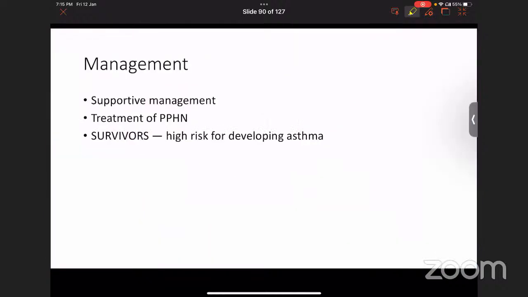So management is supportive management, treatment of PPHN by giving inhaled nitric oxide, and sometimes surfactant is also used. If after that also the child is not improving, we go for ECMO. And those babies who survive this MAS period, this has been found in some studies, they have a high risk for developing asthma in the near future.